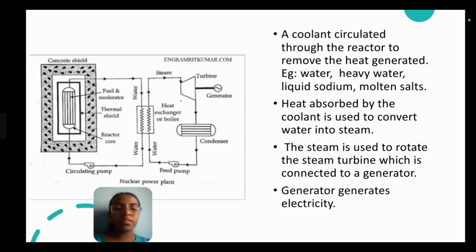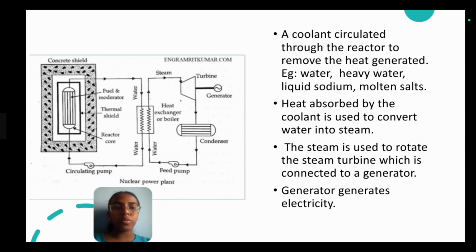A coolant is circulated through the reactor to remove the heat generated. Ordinary water is most commonly used as coolant. Other coolants such as heavy water, liquid sodium, molten salts, and hydrocarbon liquids are also used.